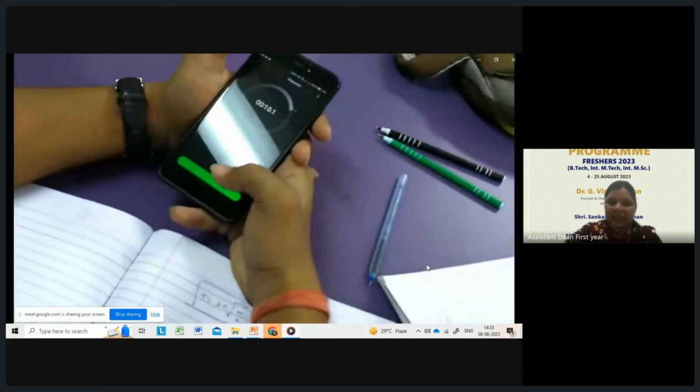So by getting the second order differential equation, we can find exactly what is the position of that particular weight. Okay. So I'll come to the next video.